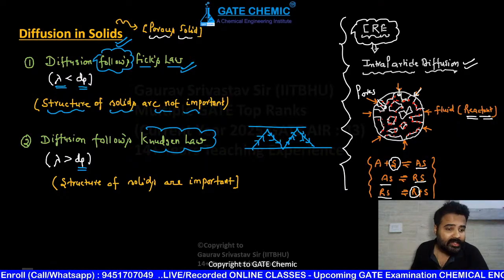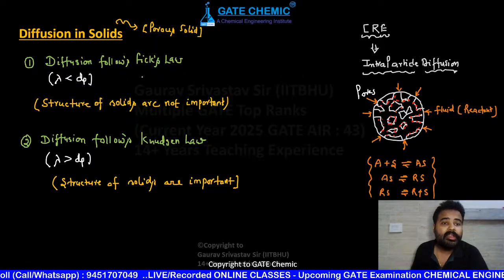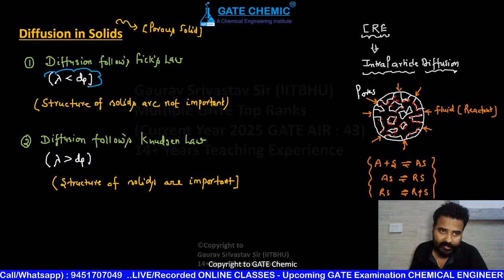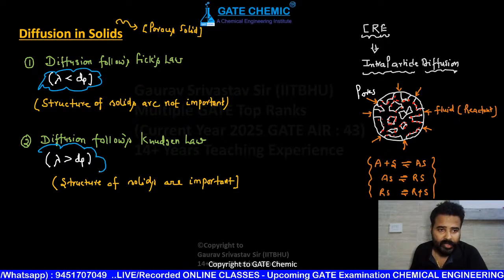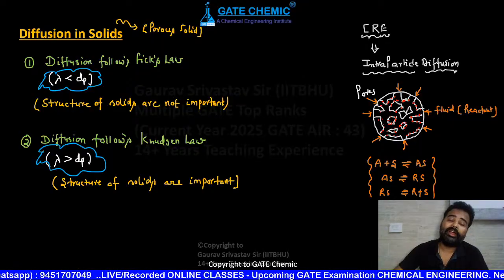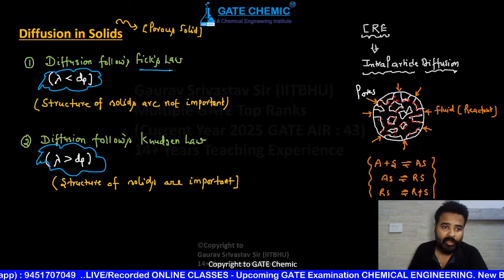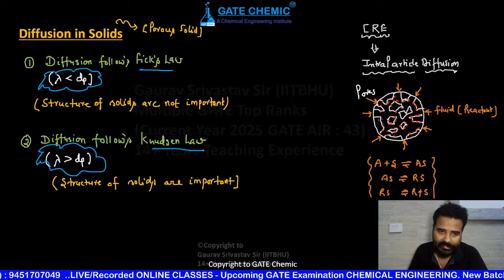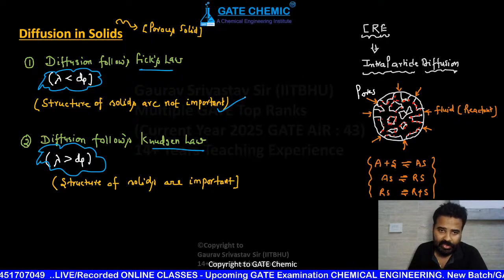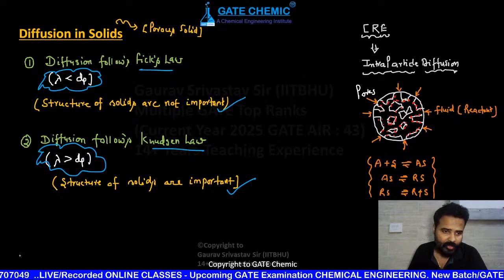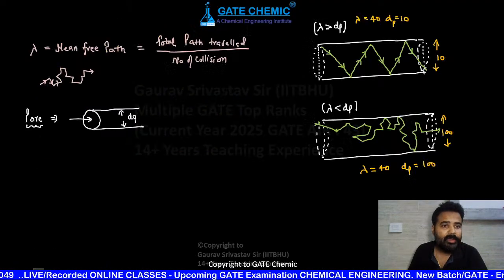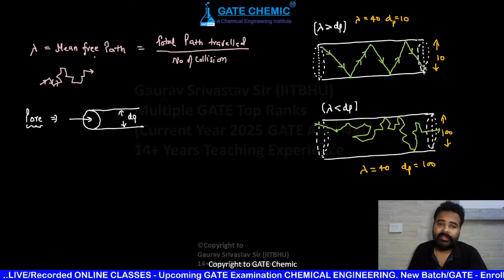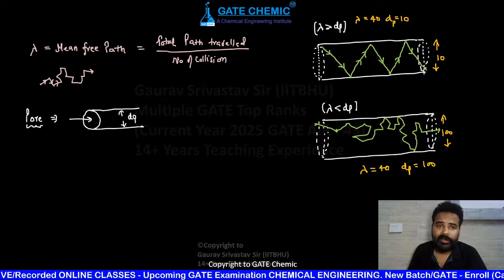So two cases are there. How are you going to differentiate them? Based on this. If the pore diameter is more, then it follows Fick's law. If the pore diameter is less, then it follows Knudsen law. Here the structure is not important. Here the structure of the solid is important. Now see one by one. What is mean free path? I already told you: total path traveled upon number of collisions, that is known as mean free path.